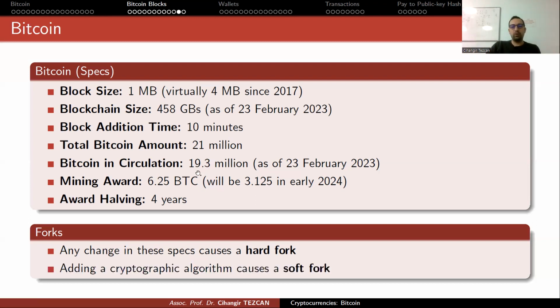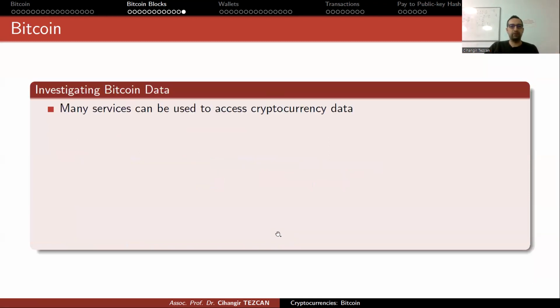But if you make a small change, like adding a new cryptographic algorithm, this only causes a soft fork. So this way you don't have to divide the blockchain into two. And Schnorr signatures is an example of this. Again, we will talk about it when we talk about forks.